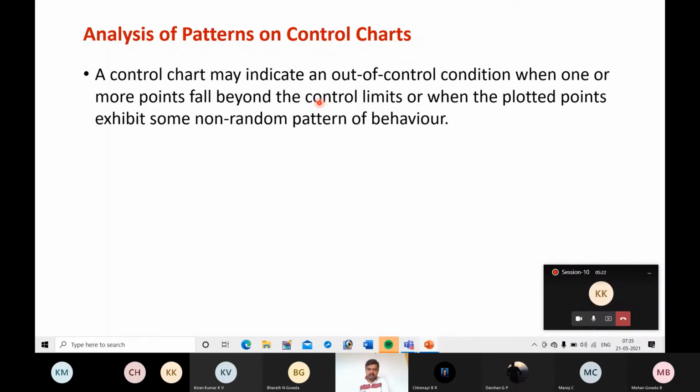Suppose you have an upper control limit and a lower control limit. If some points lie beyond that, you can easily identify that. There are no issues with that. But the problem is to identify this non-random pattern. This is comparatively critical. Whereas you can easily find the points which are out of the control limits, because they are easily visible, a non-random pattern needs some analysis.